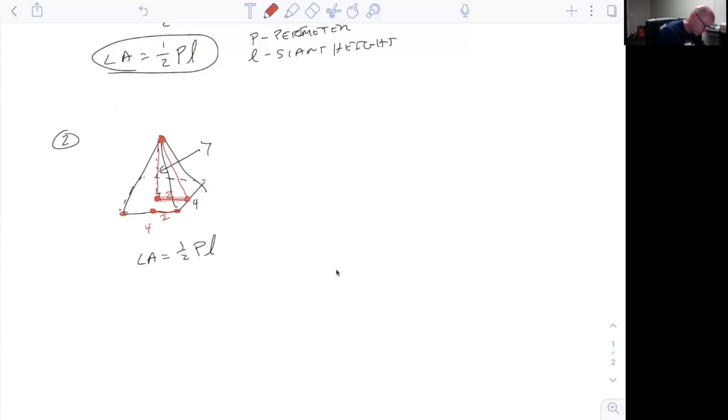So let's use that information to find the length of that slant height. So I have 7 squared plus 2 squared equals the length of the slant height squared. So I got 49 plus 4 equals 53. So it looks like the length of that slant height is going to be the square root of 53. Now let's put that in and multiply by the perimeter of the base. What is the perimeter of the base? Each side is 4, so the perimeter is 4 times 4, which is 16.